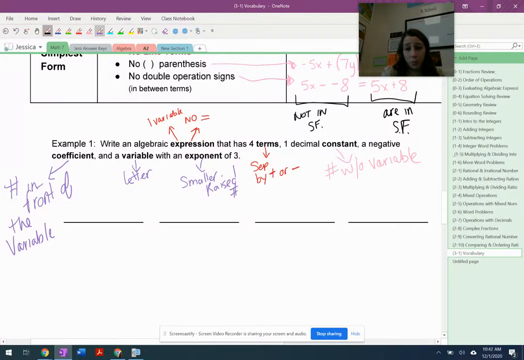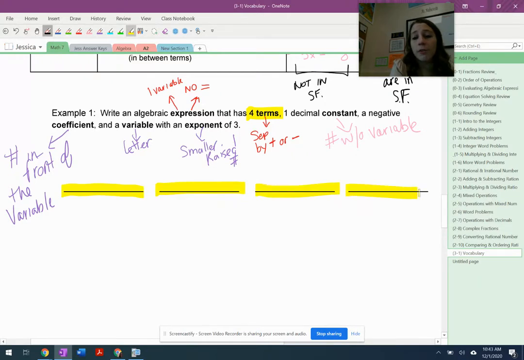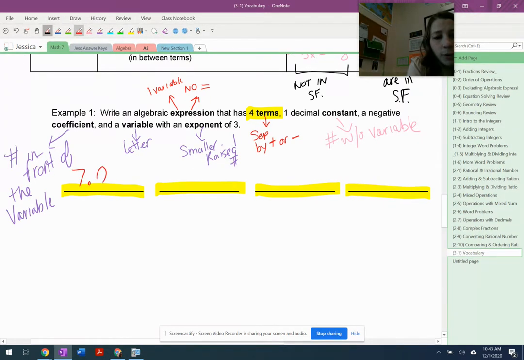Okay. So the way I do these problems is I start off with 4 blanks because it was asking me for a total of 4 terms. So I have 1 blank for each of the 4 terms that I'm going to need. But I need to make sure that I incorporate all of these other things. So a decimal constant. A constant is a number without a variable, and I'm asking you to make a decimal. So make up a decimal. It could be any decimal you want. I'm going to go with 7.25.